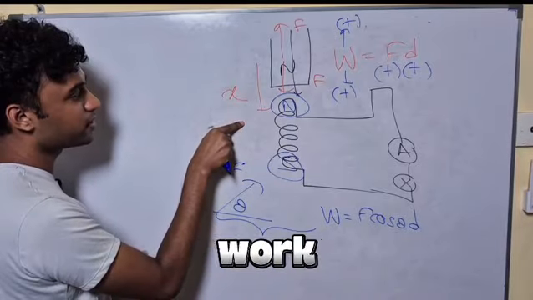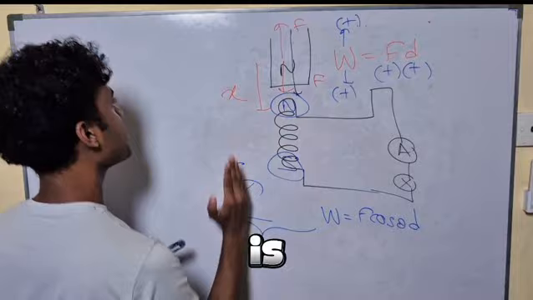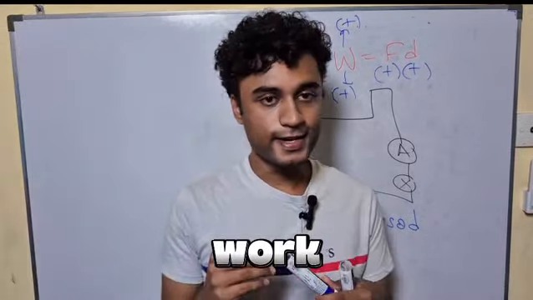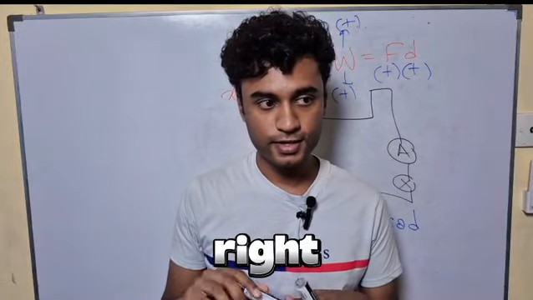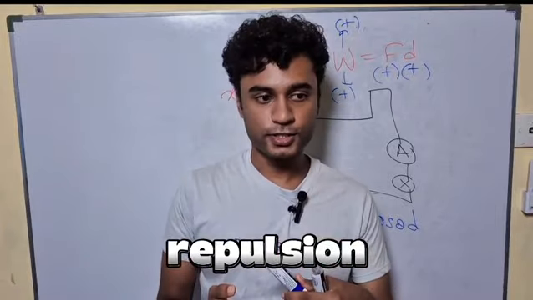So aren't you doing positive work? Yes, you are. But the field is doing negative work. The force from the field is upwards. You are going down. So you're doing work against the field, the magnetic field, right? That's created here. So you're doing work against the repulsion.